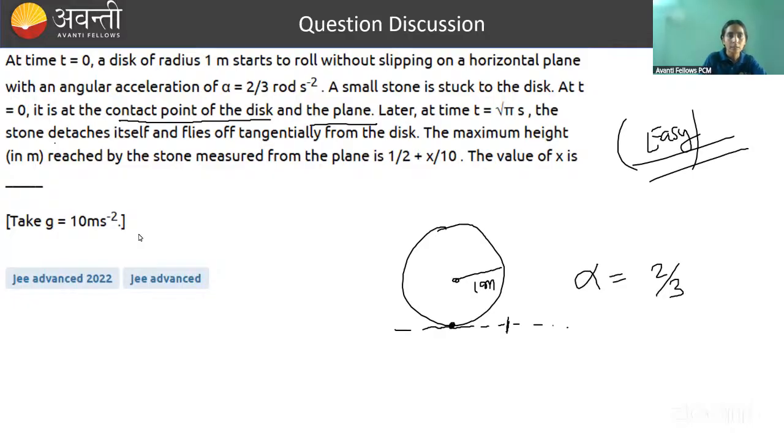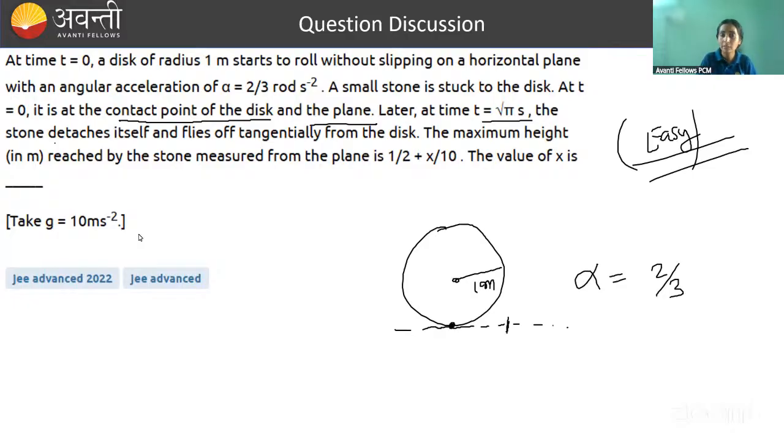The stone detaches itself and flies off tangentially from the disk at time t equal to root under pi second. Then we have to calculate what will be the height reached by the stone after it leaves the disk. Okay. First of all, understand the significance of this.